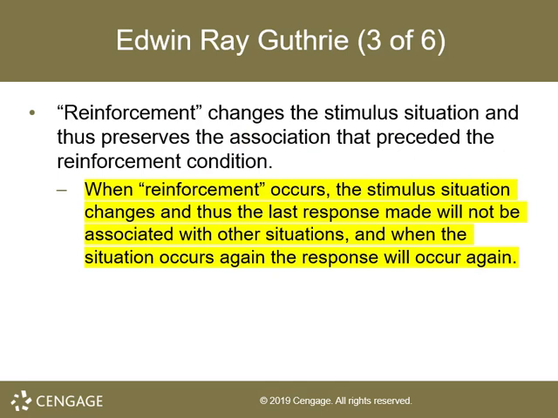Now, reinforcement. Reinforcement changes the stimulus situation and thus preserves the association that preceded the reinforcement condition. So when reinforcement occurs, the stimulus situation changes, and thus the last response made will not be associated with other situations. And when the situation occurs again, the response will occur again. So we have the situation that leads to a certain type of response. When that situation is there, the response occurs again.